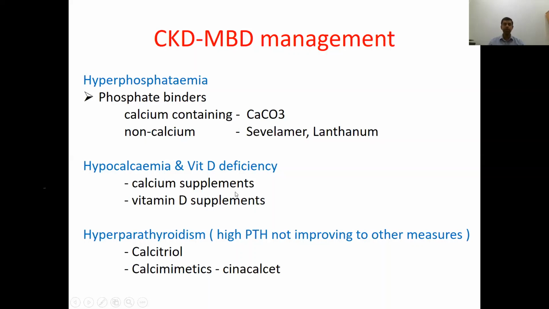Then if you have low vitamin D and low calcium, you give calcium supplements and vitamin D supplements. With correction of phosphate, calcium and vitamin D, if your PTH levels are still high, then you give PTH suppressing agents, such as calcitriol or calcimimetics like cinacalcet, which I'm sure you were taught during your pharmacology days.